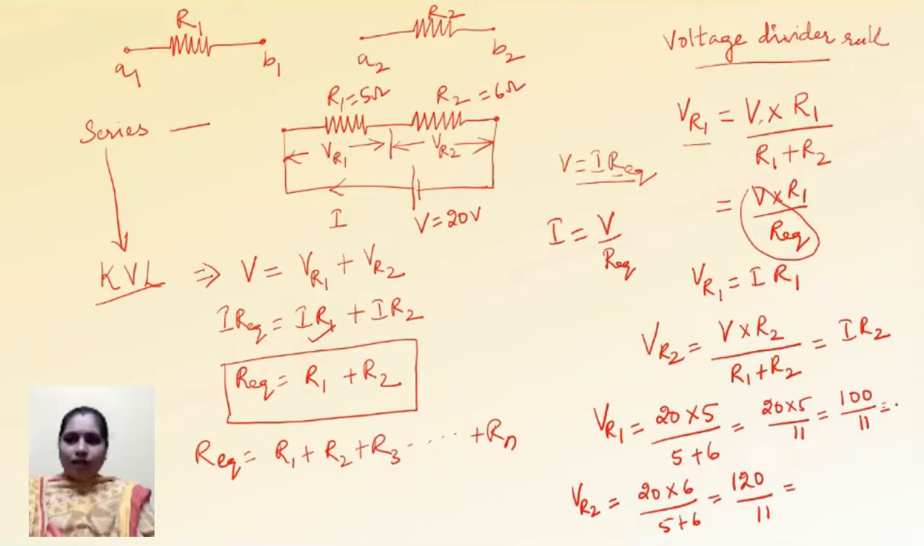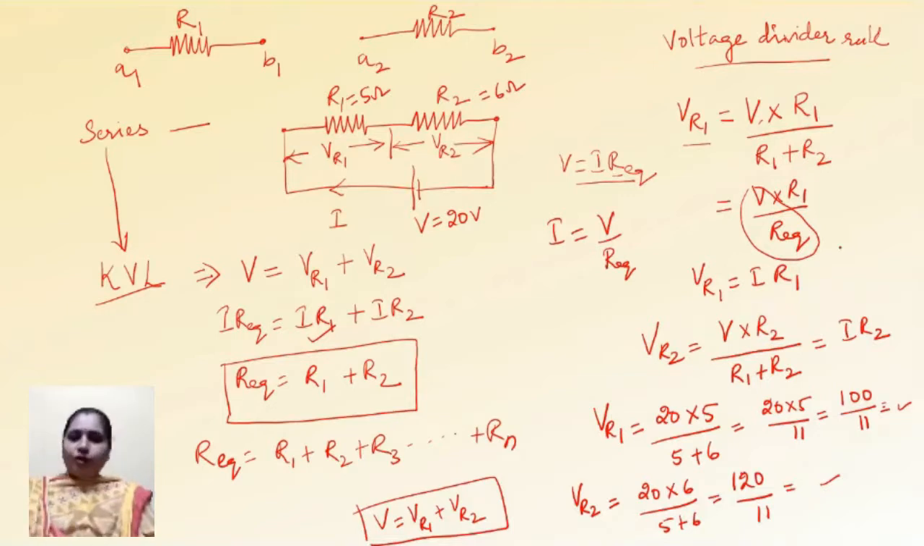If you add these two voltages, you are going to get the total source voltage. That is nothing but your KVL application. For a series circuit we are going to use KVL application, and here the voltage divider rule is followed. So next, parallel.